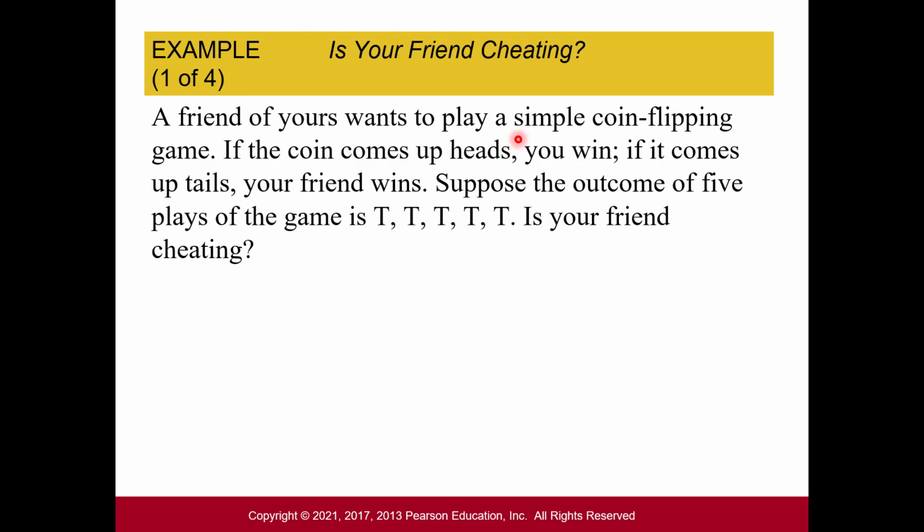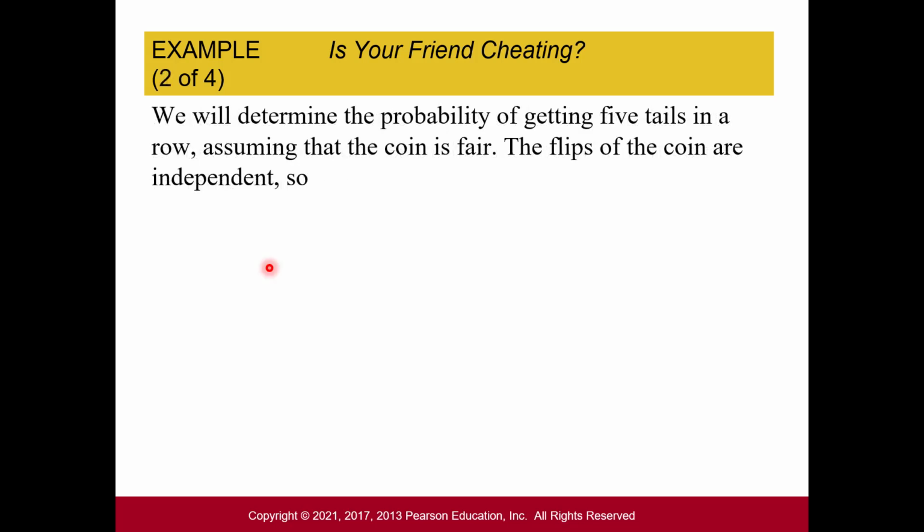A friend of yours wants to play a simple coin flipping game. If the coin comes up heads, you win. If it comes up tails, they win. Suppose the outcome of 5 plays of the game is 5 tails. Is your friend cheating? So we will determine the probability of getting 5 tails in a row, assuming that the coin is fair. The flips of the coin are independent.